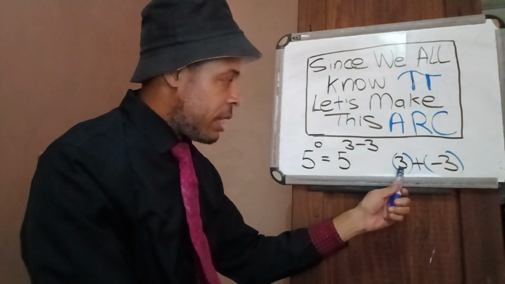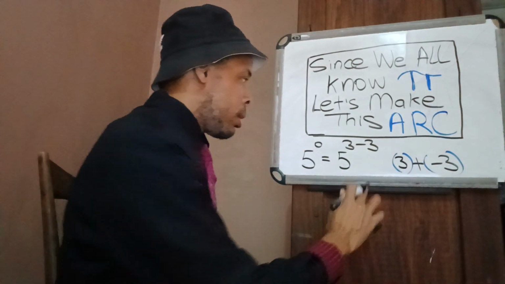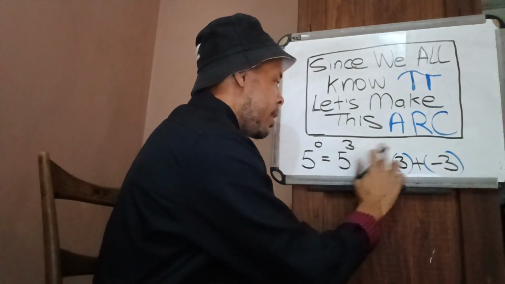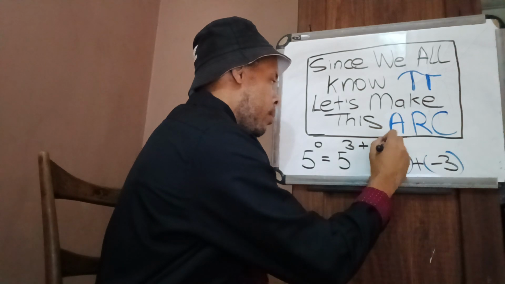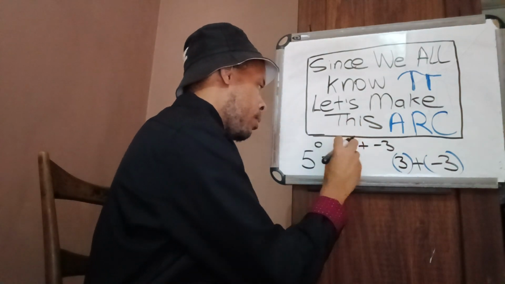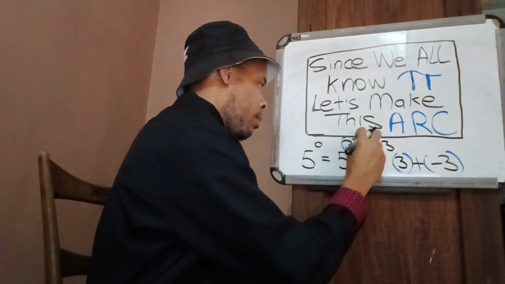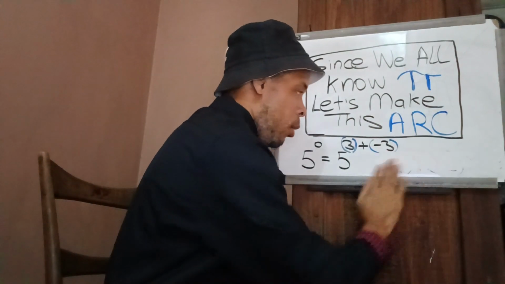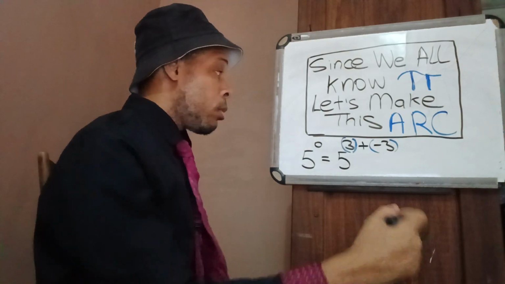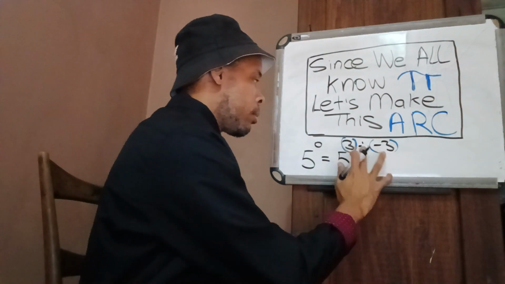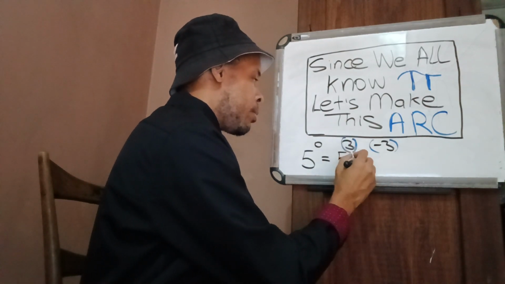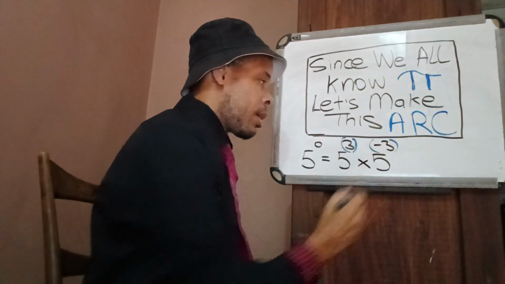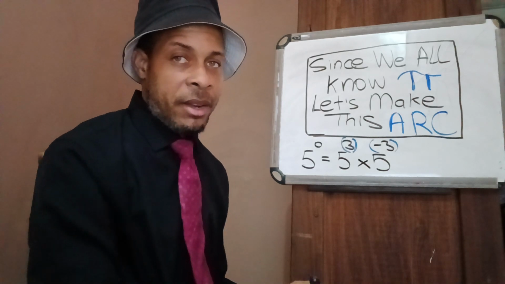So if this is m, this is n. Cool? So why don't we change this 3 minus 3 to 3 plus minus 3? Let's do that. Hopefully we're understanding that, right? This would be the same as saying 5 to the 3. There we go. See that?